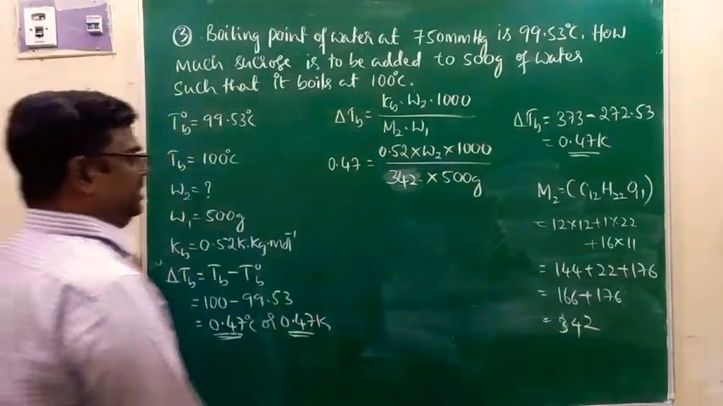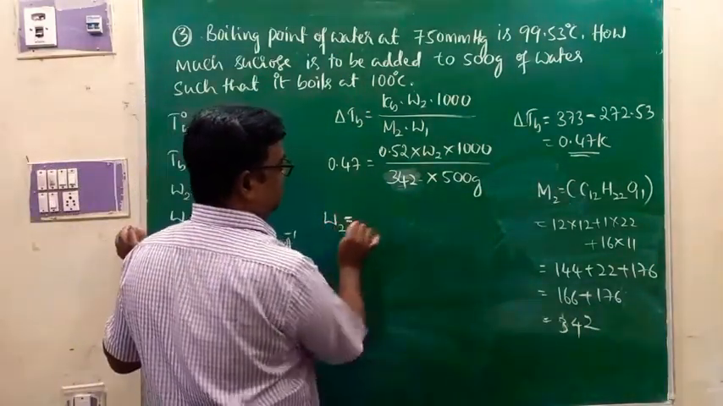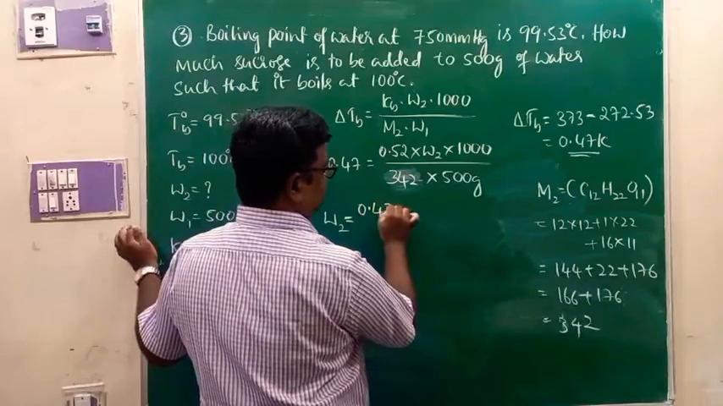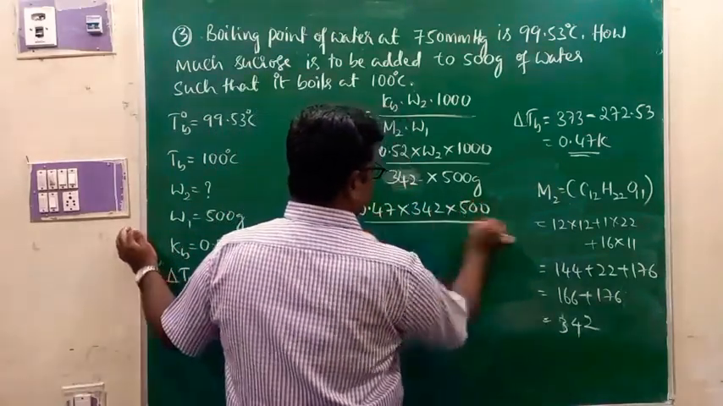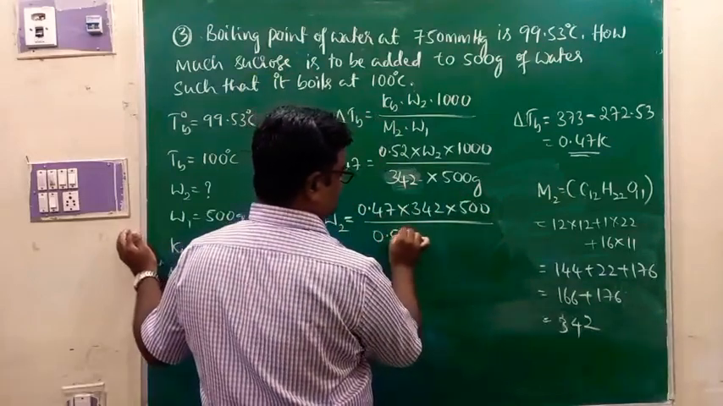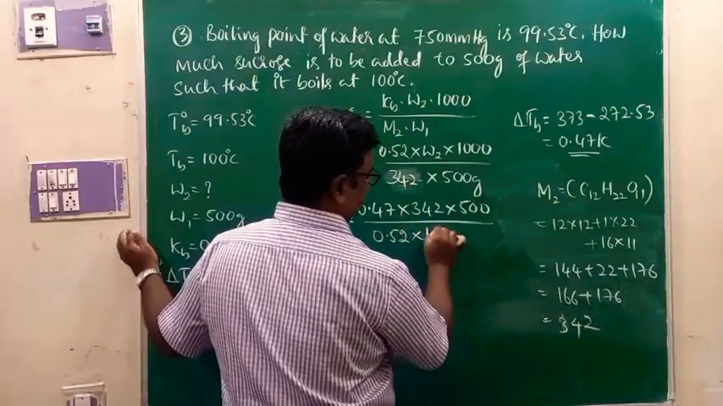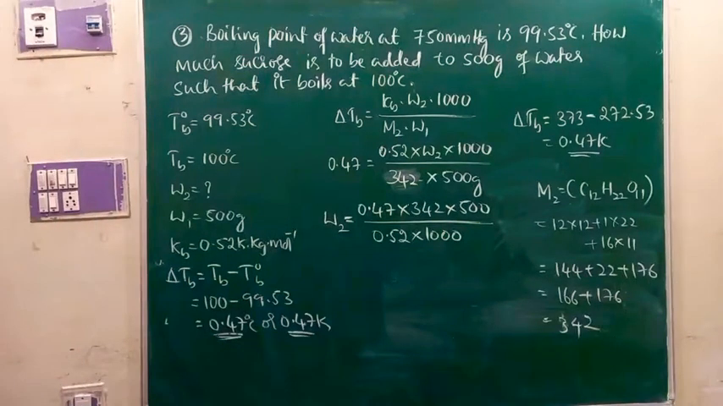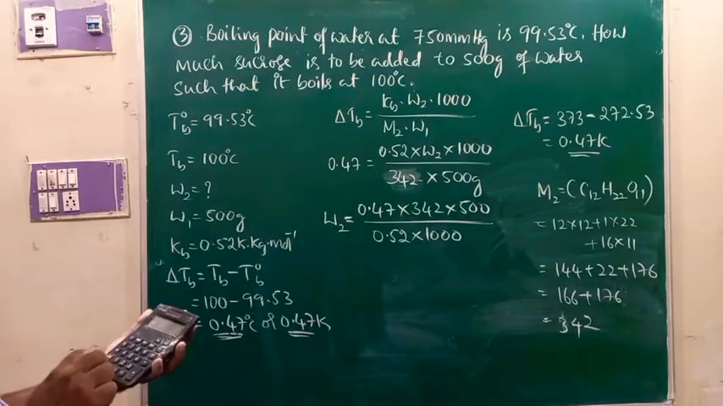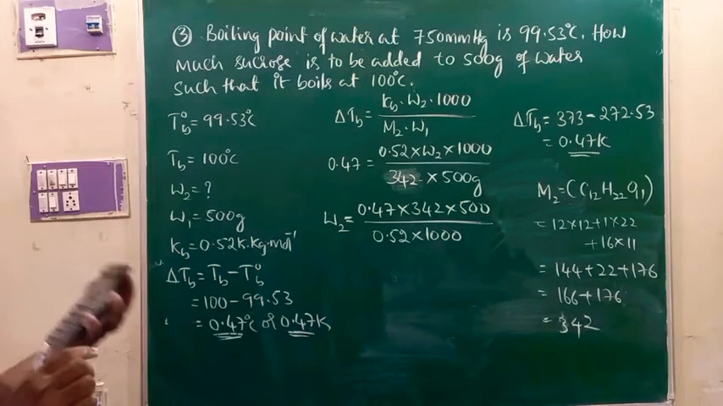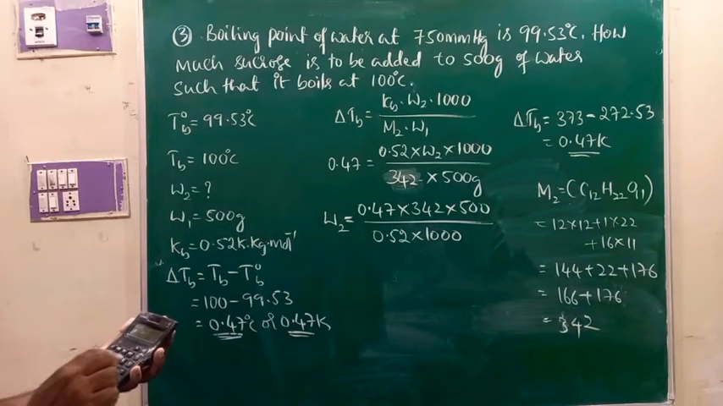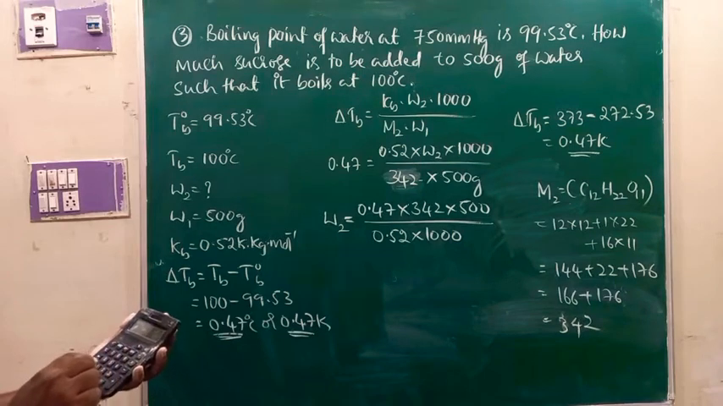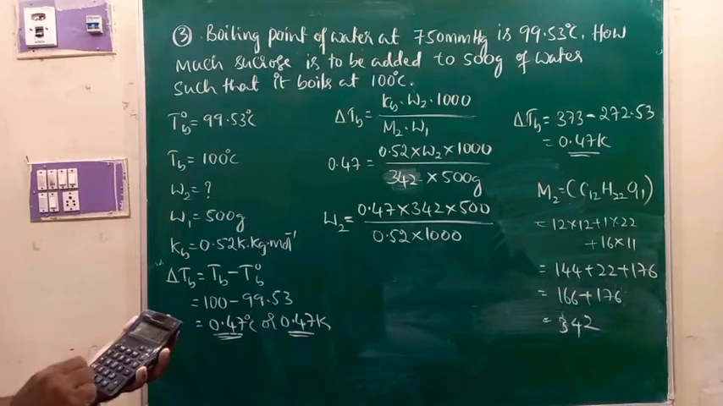Now you simplify this. You need to calculate W2 here. W2 is equal to 0.47 into 342 into 500, the whole divided by 0.52 into 1000. Simplification here: 0.47 into 342 into 500 divided by 1000, and of course the whole divided by 0.52.